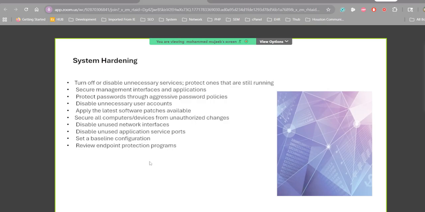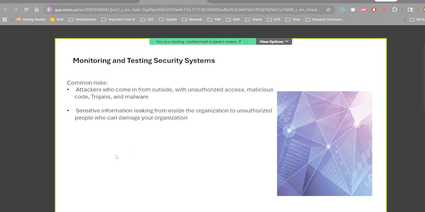Okay. Let's go to the next one. Monitoring and testing security systems. Common risks, right? Attackers who come in from outside with unauthorized access, malicious code, trojans, and malware. These are the common risks for our systems. Also, sensitive information leaks from inside the organization to unauthorized people who can damage your organization. So these are the two common risks: attackers come from outside, and sensitive information leaks from inside.